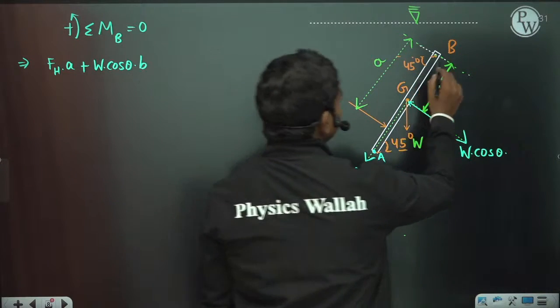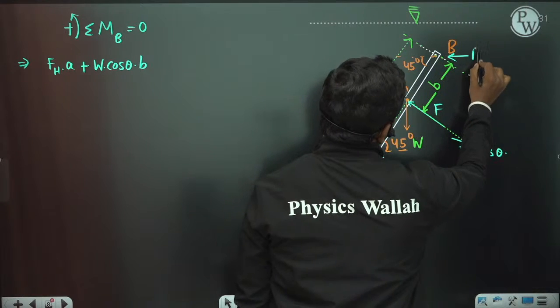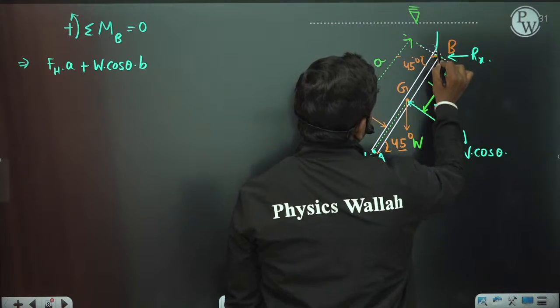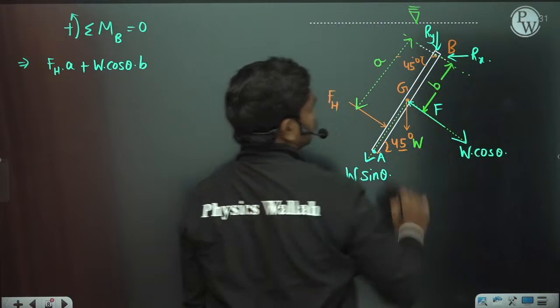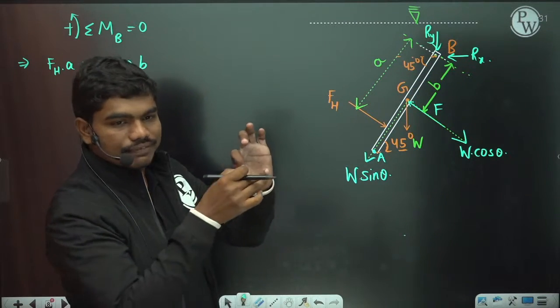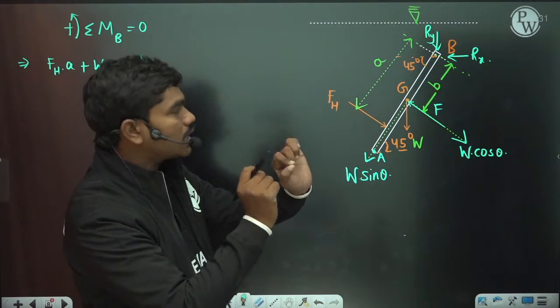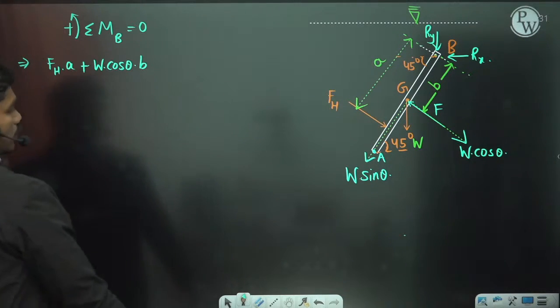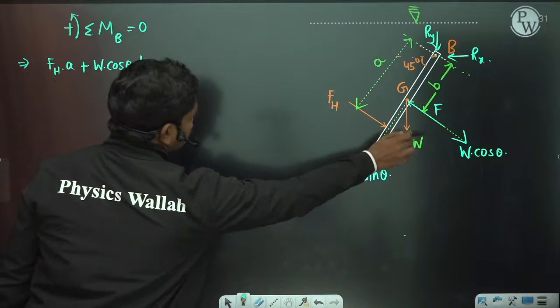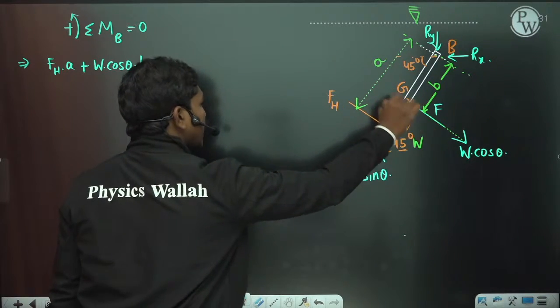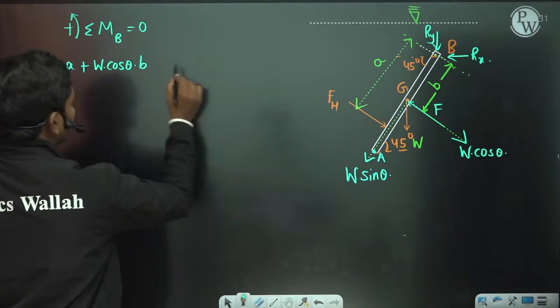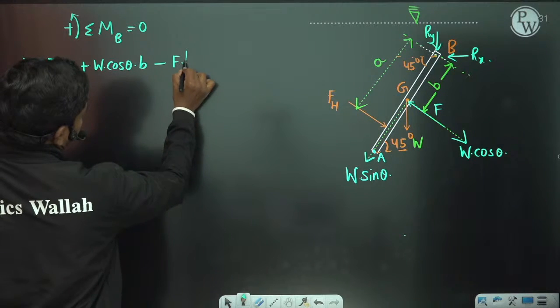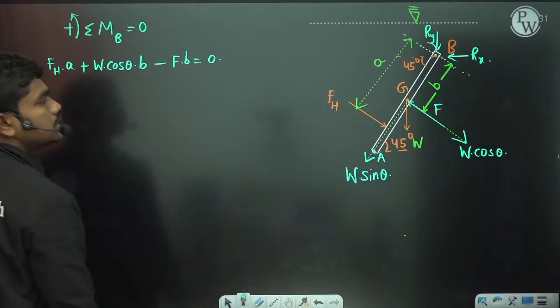And of course at the hinge you have certain reactions, let us suppose Rx and Ry, because if you are drawing the free body diagram, you are separating the hinge at that point, so hinge reactions are also there. This F is producing a clockwise moment, so minus F times B is equal to 0. This is what you have here.